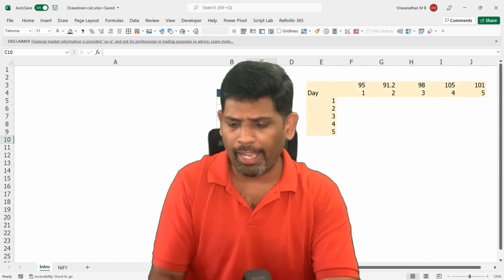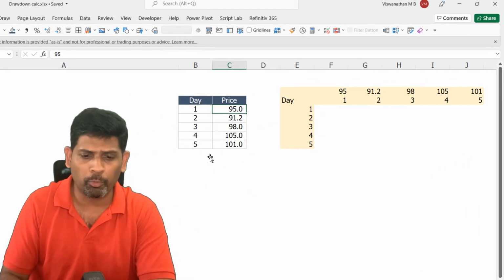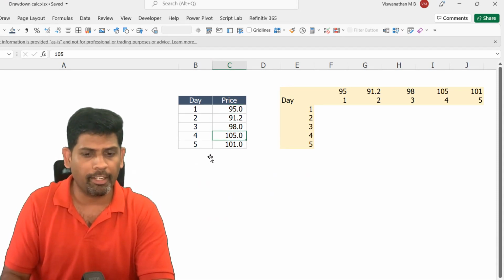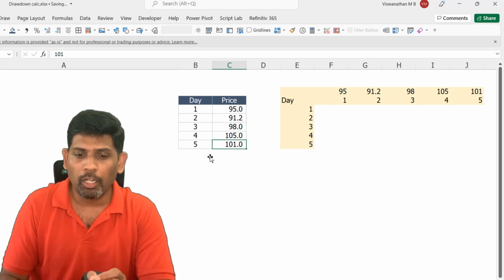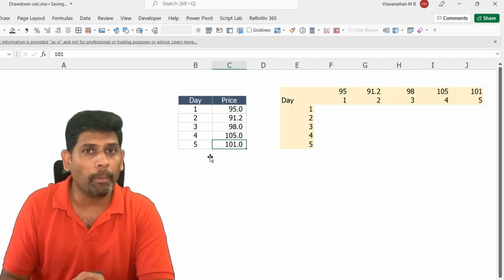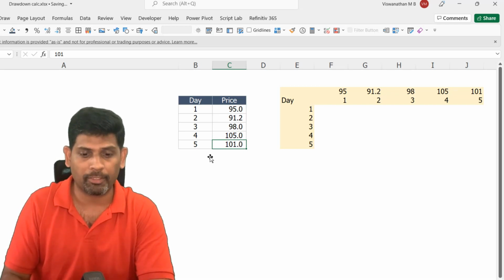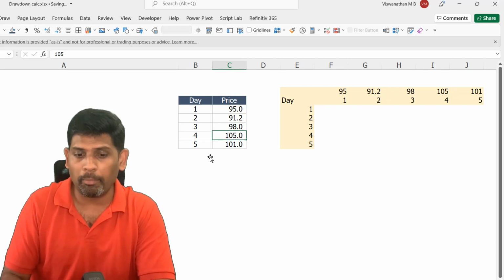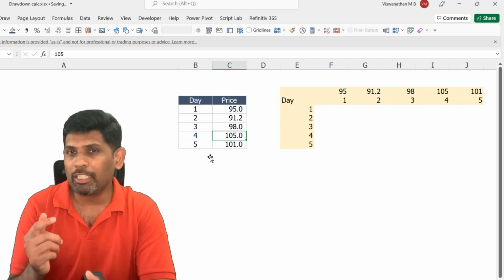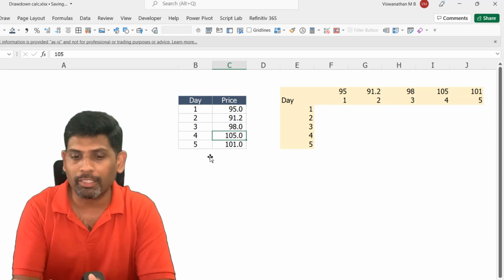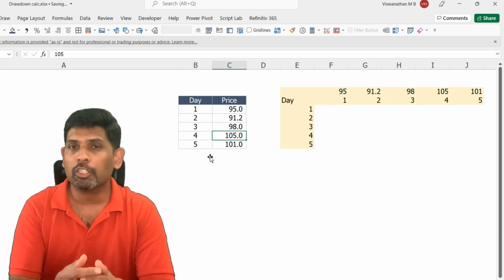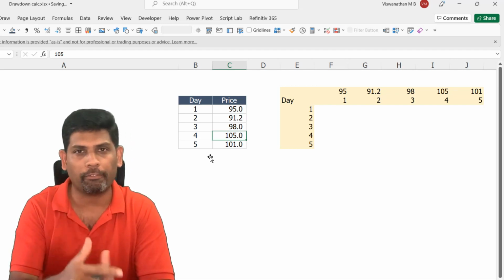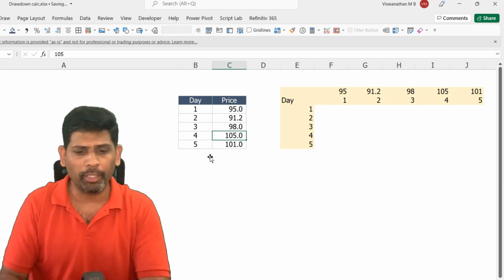So here, if you look at it, I have data points of a share price moving from 95 to 91.2, then 98, 105, 101. Now one thing we have to keep in mind is drawdown is not the maximum minus minimum price. Because my minimum here is 91.2, maximum is 105, but it's not like I sold at 91.2 and bought subsequently at 105, right? So we're going to compare a peak with a subsequent trough.